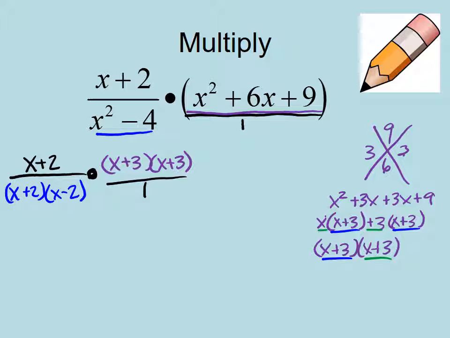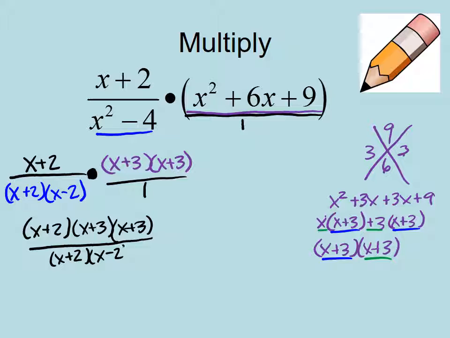We're multiplying, so I'm going to multiply straight across. On the denominator, you can put the 1 out front, but we actually don't really need it anymore. Let's see what we have to cancel. X plus 2 divided by x plus 2 is 1, so I can get rid of that. And I am left with the x plus 3 over x minus 2.